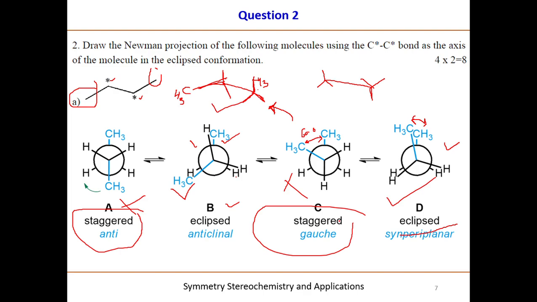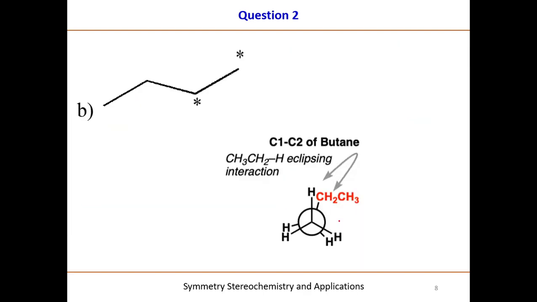Now let's move to the next one. This is again the same molecule, n-butane, but this time we are considering different atoms. In the previous slide we were considering C2 and C3. Here we are considering C1 and C2. If we take C1 and C2 and draw the Newman projection eclipse, we will get this one conformation. There is no possibility of any other conformation.